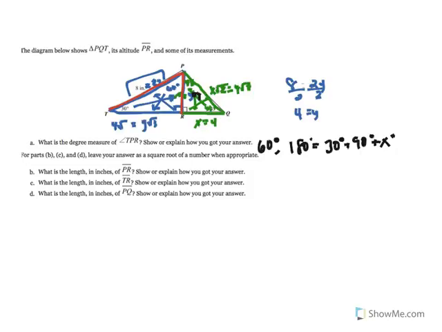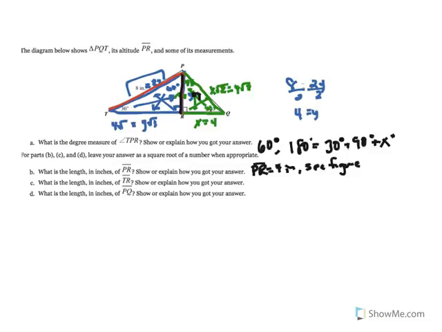B, what is the length in inches of PR? PR is here. And we know that PR was y, x, and 4, so it equals 4. PR equals 4 inches. See the figure. See how useful it is when you draw a nice figure? You can just reference the figure as your explanation. You don't need to write out whole sentences.